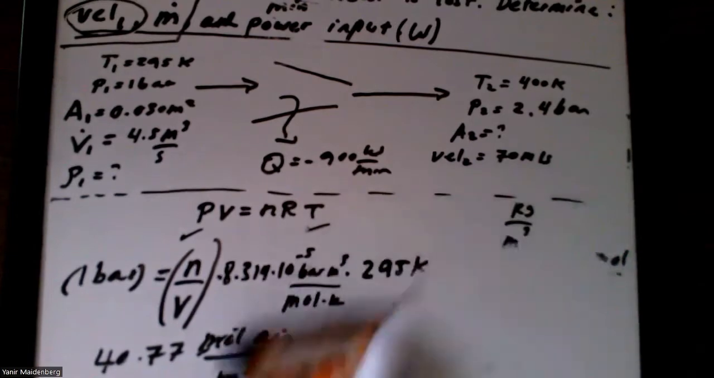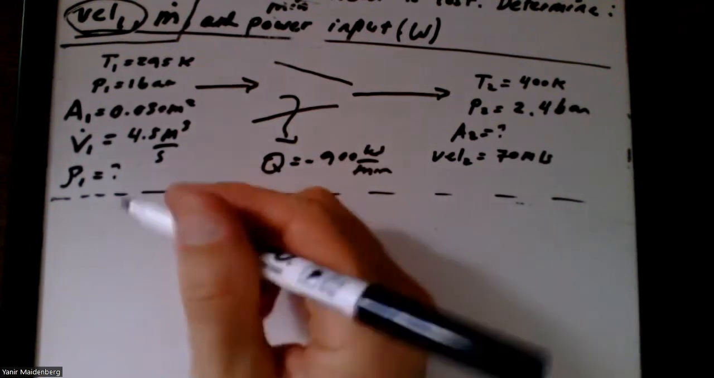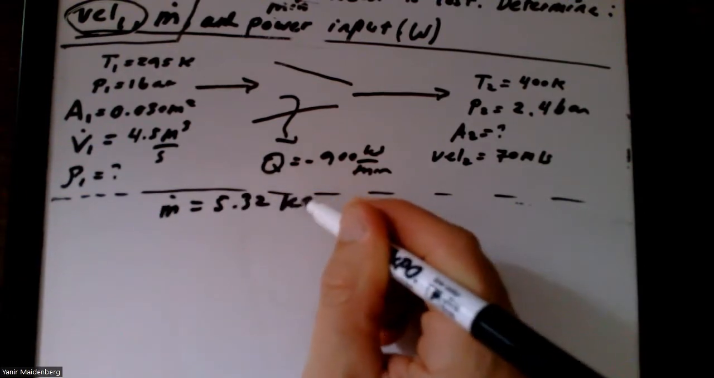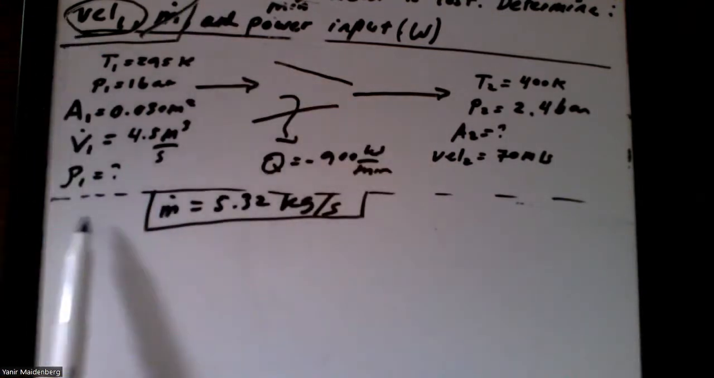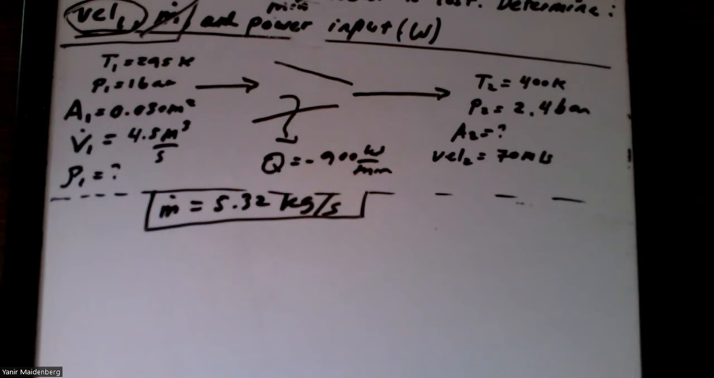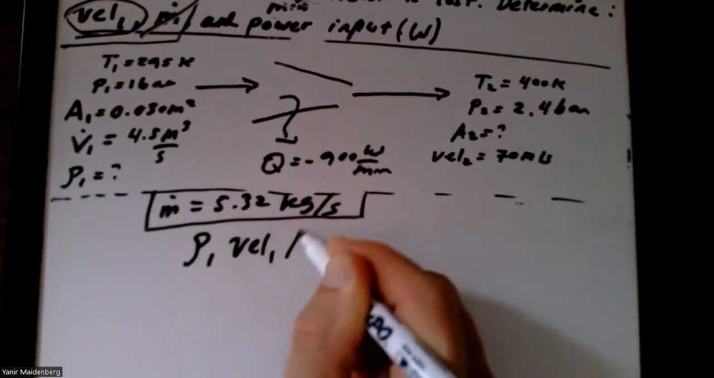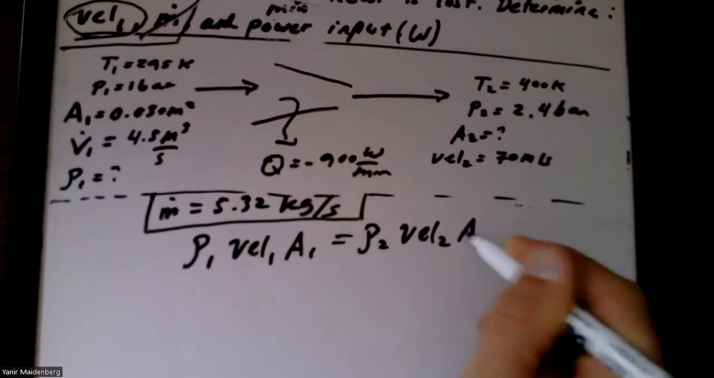Okay, so I'm going to erase all of the stuff here, and I know my mass flow rate now, which is great. So my mass flow rate now, which is throughout the entire thing, is 5.32 kilograms per second, and that takes care of that. Now I want the initial velocity, and I want the power that goes through it, which is just the work. Okay, so I'm going to go for the velocity, and it's again going to be a continuity equation type thing. And I know that rho 1, vel 1, A1 is going to be rho 2, vel 2, A2.